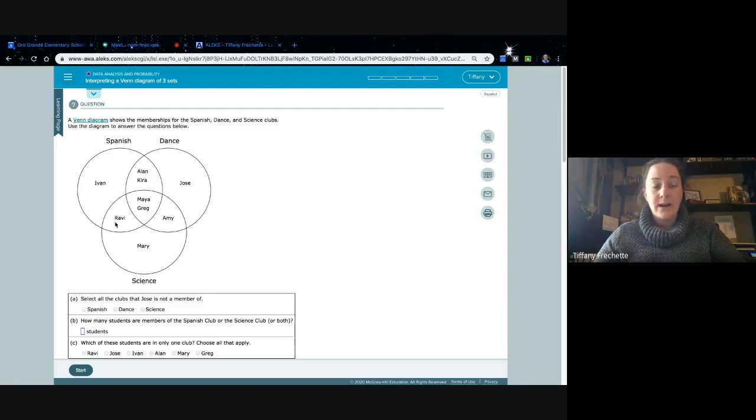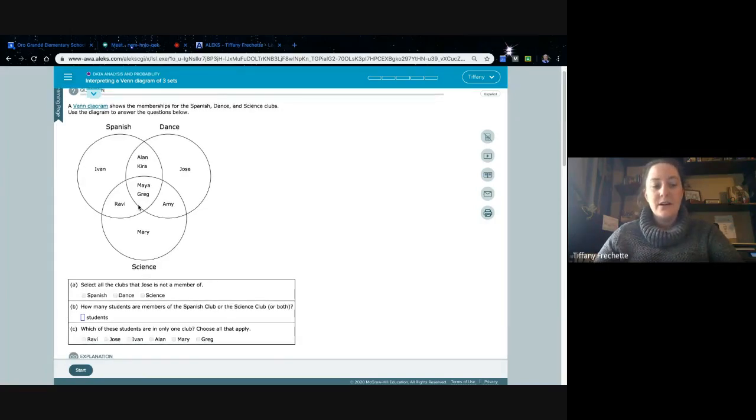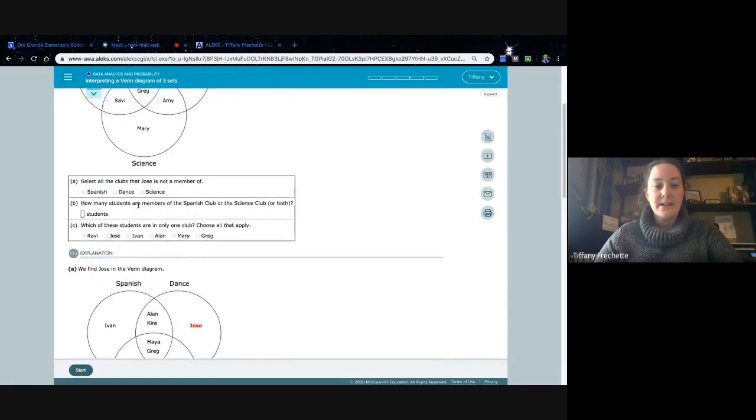And then I can come over here to Ravi. Ravi does both science and Spanish. And then this part in the middle here is where all 3 overlap, which means Maya and Greg, super overachievers here, are in Spanish, dance, and science club. So they're in 3 different clubs. Crazy.